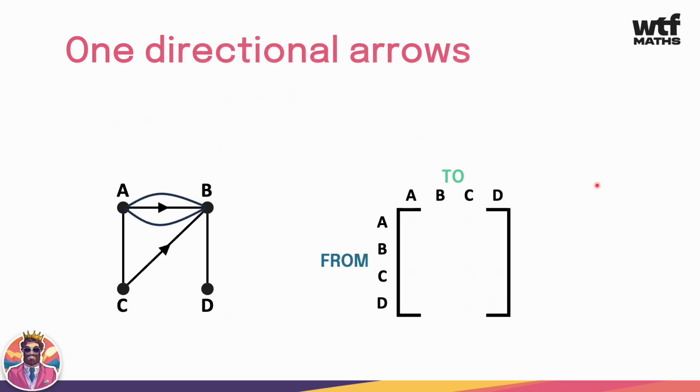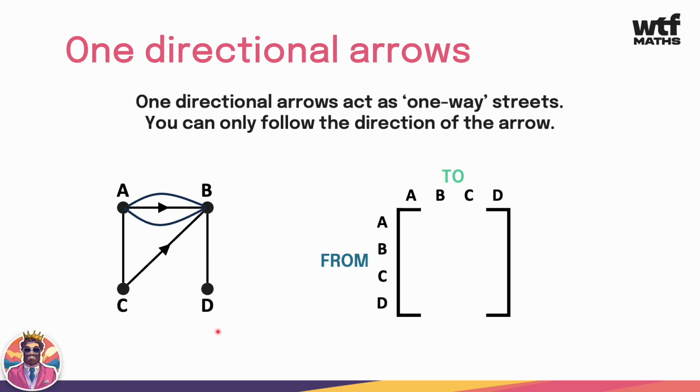If you look at the diagram on the left, we've got something interesting here. We've got these arrows pointing one way, just like this. So this is going from A to B, but not backwards. And same here, this line goes from C to B, but not backwards. So one directional arrows act as one-way streets. If you've ever driven in the city down a one-way street, the cars can only go one direction. It's the same idea here. You must follow the direction of the arrow. You cannot go against the flow.